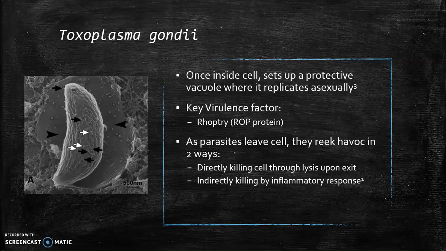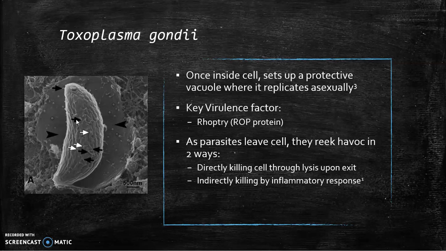Once it does get inside the cell, it forms this vacuole, you can see here, that gives it a protective membrane from the rest of the cell. And this allows its replication to be unhindered. One of the main proteins that allows it to get inside the cell and also wreaks havoc in other ways that I'll talk about is this rhoptry or ROP protein. It's secreted from the parasite itself, and it gets onto the vacuole membrane. And then once that parasite and all of the daughter parasites leave the membrane, they actually release that ROP protein. And I'll talk to you in a minute about what that ROP protein does.